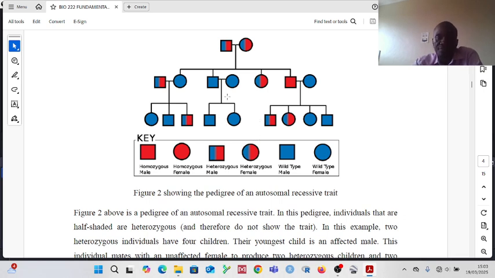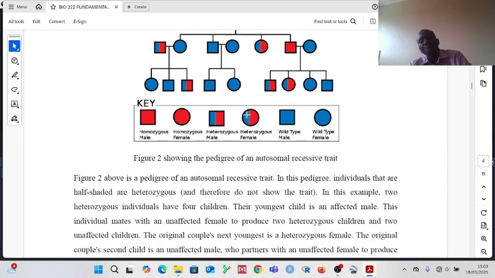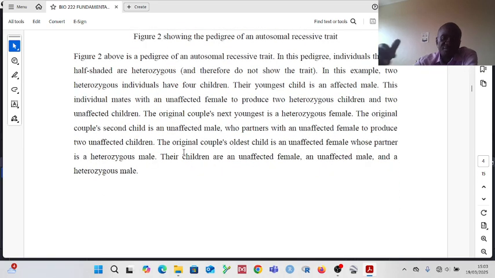Why is it possible that you have heterozygous parents producing a child who is normal? In this case, this child is not heterozygous, he's homozygous. With a parent who is heterozygous, he has a blue and a red, a blue and a red. So it's possible that this child inherited the father's blue and the mother's blue. Then he became blue all through. So when you read through, that's how you interpret a pedigree.